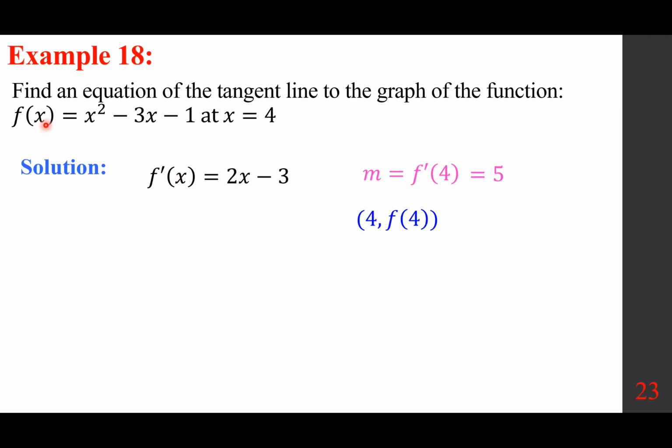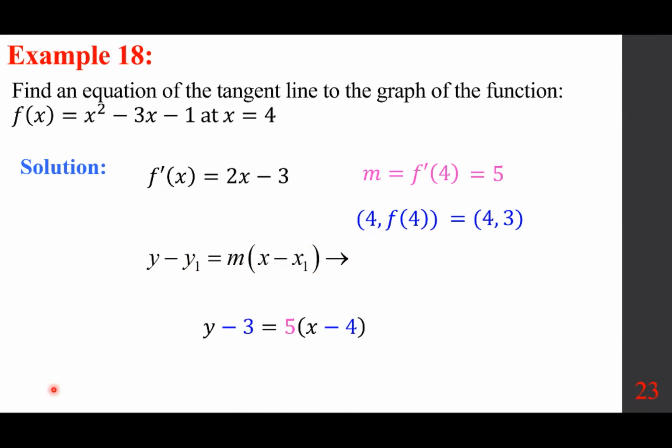So 4 and f of 4. So 4 squared, 16, minus 3 times 4 is minus 12, makes it 4, minus 1 makes it 3. So the pair is 4, 3. And we know y minus y1 equals m times x minus x sub 1 as the point slope formula. Therefore, y minus 3 equals m, 5, x minus x sub 1, 4.